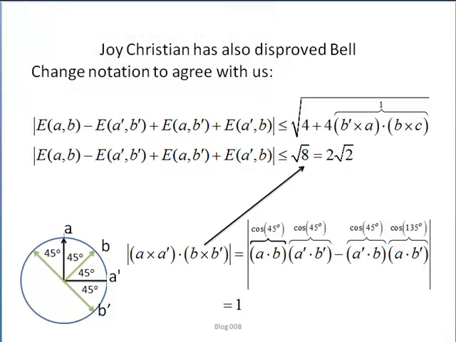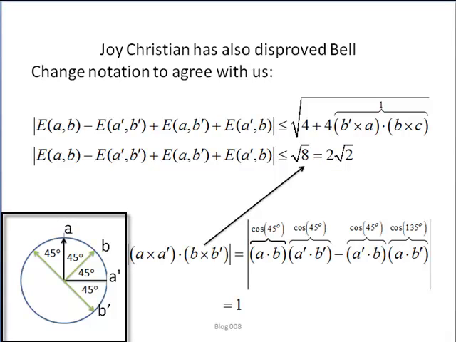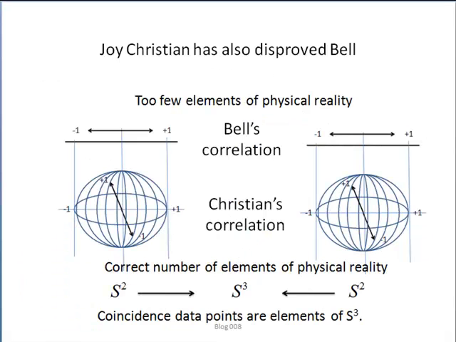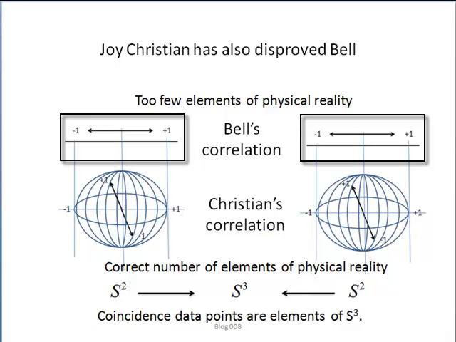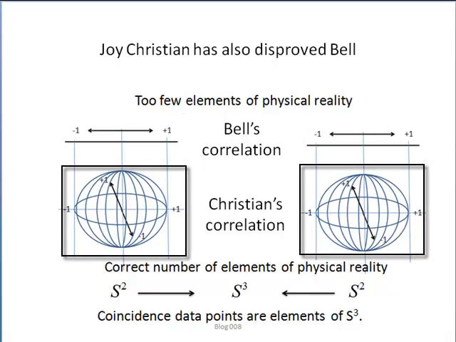Plug in the angles to give the second term of the cross product equal to 1. Christian gets the correct value of 2 root 2 that quantum mechanics predicts and experiments confirm. In addition, the relationship between the filter settings are consistent with the settings that maximize the CH-SH form of Bell's inequalities. Bell's error was to make an incorrect assumption about spin, thinking it can only take 2 real values of +1 and -1, where in fact it can take +1 and -1 anywhere on the surface of a sphere.